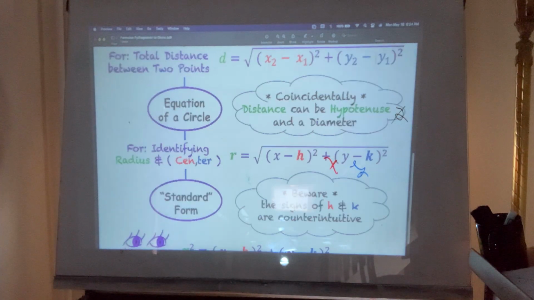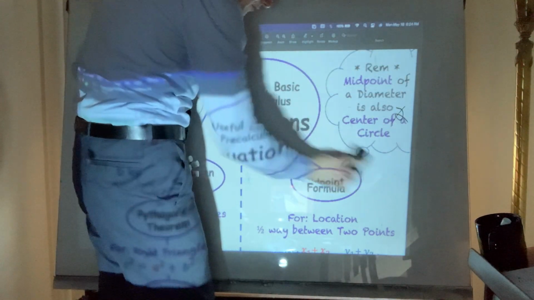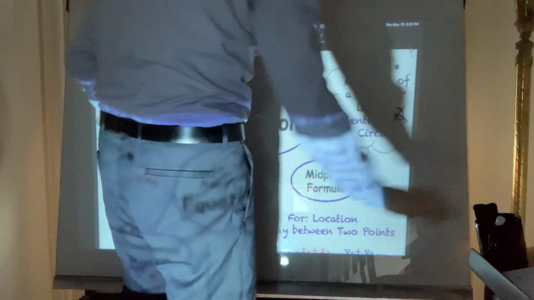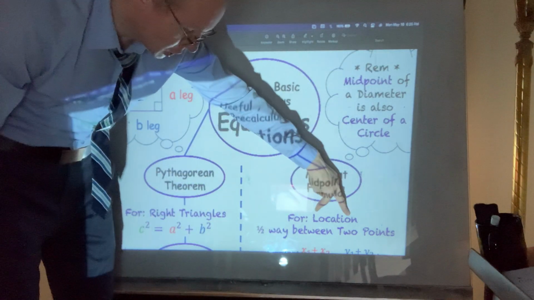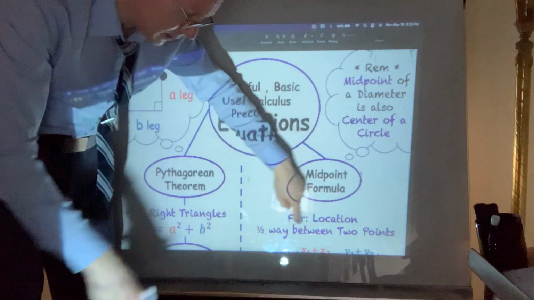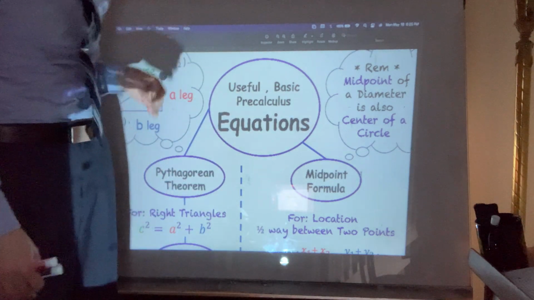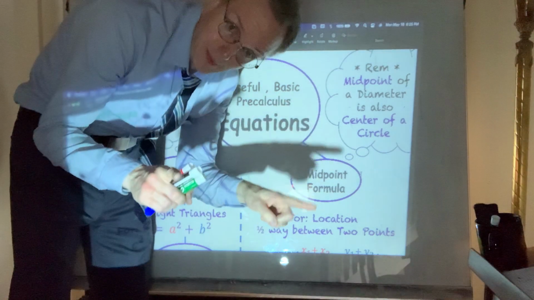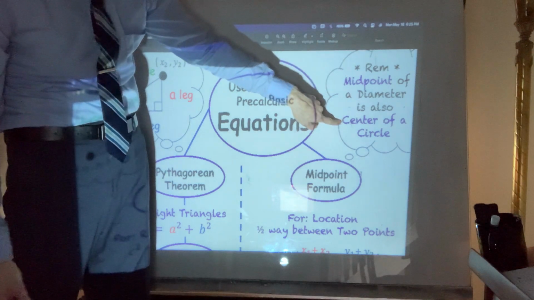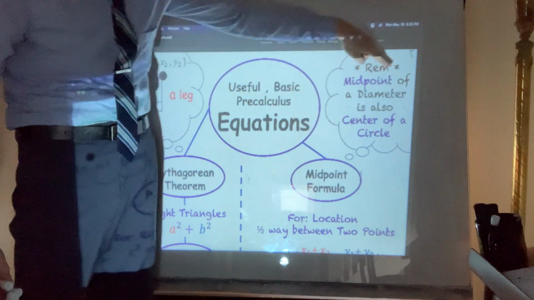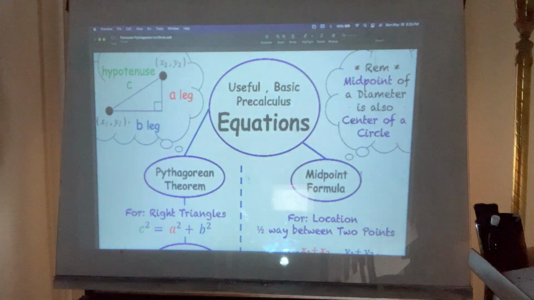The last thing before I get to some problems is the other side of this page here. There's something known as the midpoint formula. What is its purpose? Essentially, it determines the location halfway between 2 points. Now, if the 2 points happen to be the endpoints of a diameter, then the midpoint would be the center of a circle, just coincidentally. So remember, the midpoint of a diameter is also the center of a circle, if you happen to be looking for it. What does the formula look like?